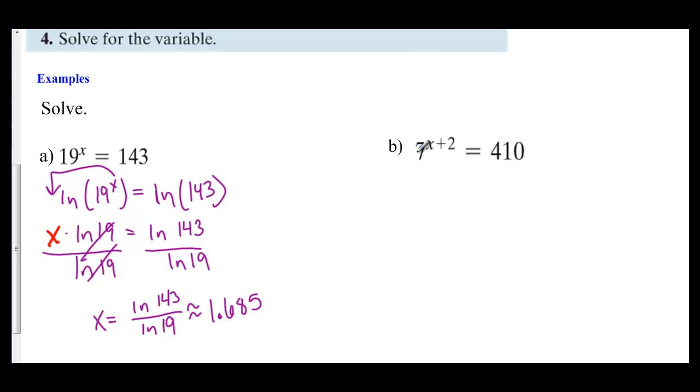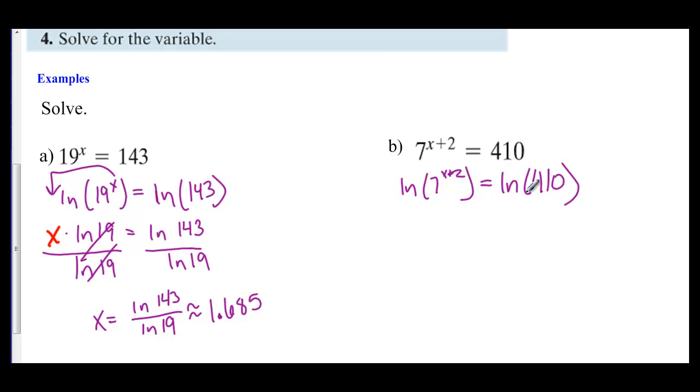All right, so for B, we're going to try the same thing because, again, 410 is not a power of 7. So we can't do 7 to any power to get 410. So since we cannot rewrite these in the same base, we're going to do the natural log of both sides. So we're going to have the natural log of 7 to the x plus 2 equals the natural log of 410.